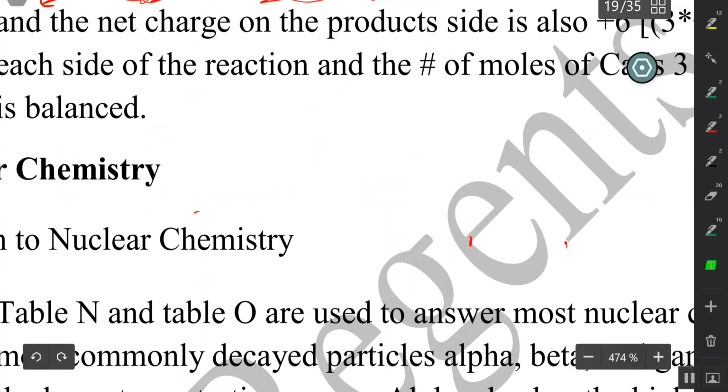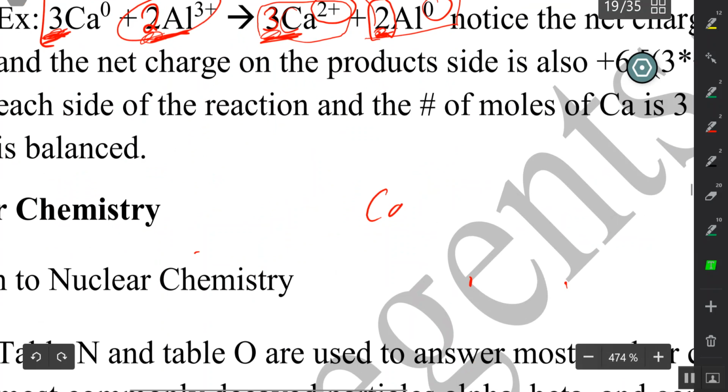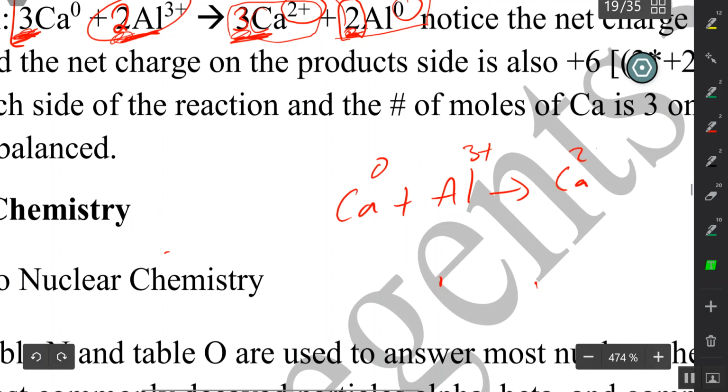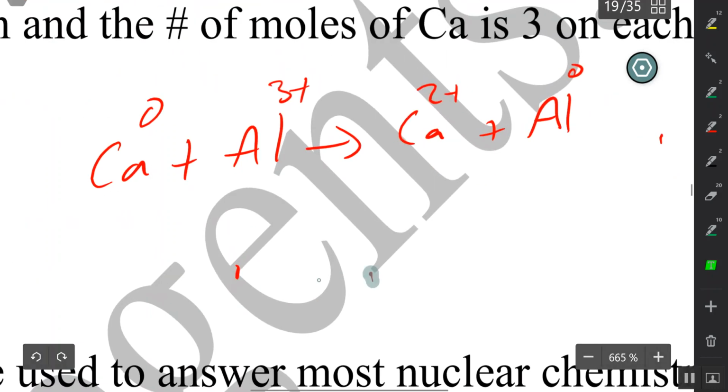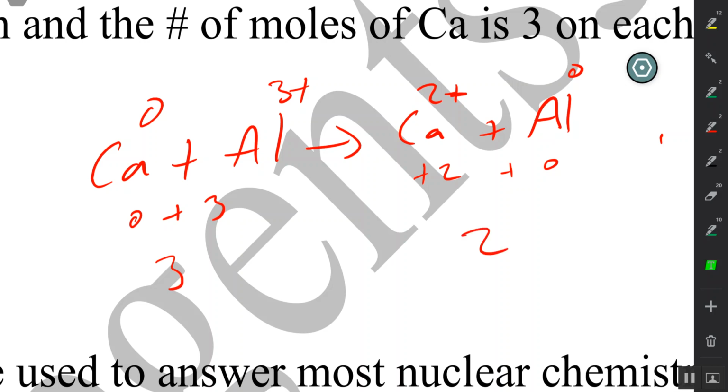So if I redo this again, I'm going to have Ca0 plus Al3+ yields Ca2+ plus Al0. When balancing this, the first thing I do is balance the charges. The net charge here is +2 and 0. The net charge here is 0 plus 3. So here I have a 3, here I have a 2. I think of the least common multiple. In this case, it would be 6.